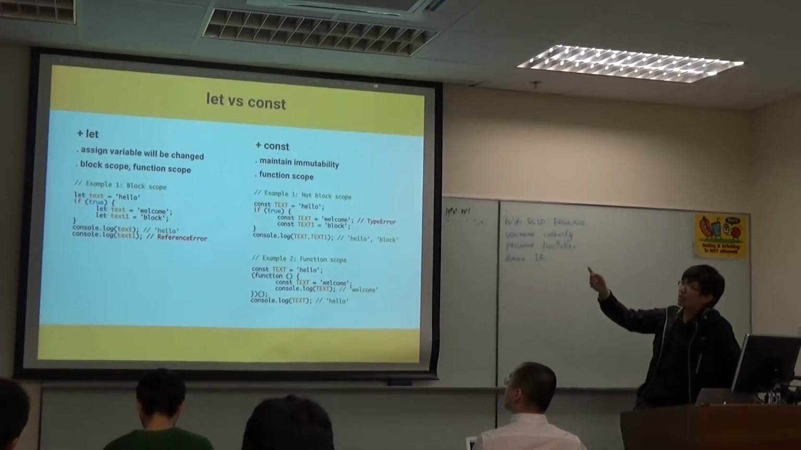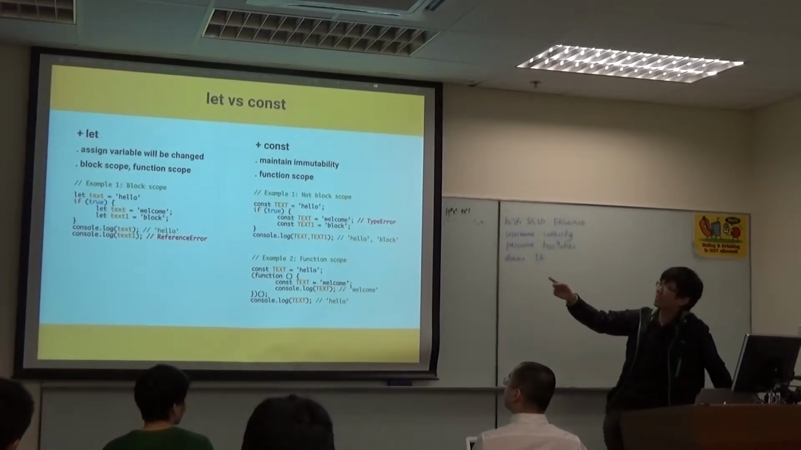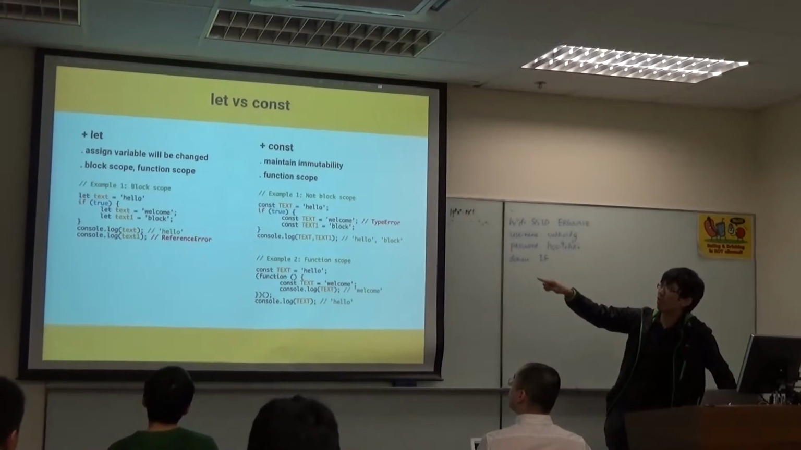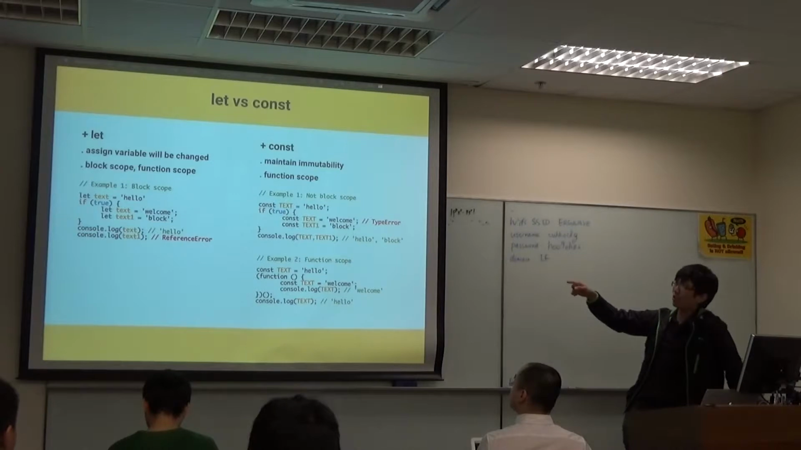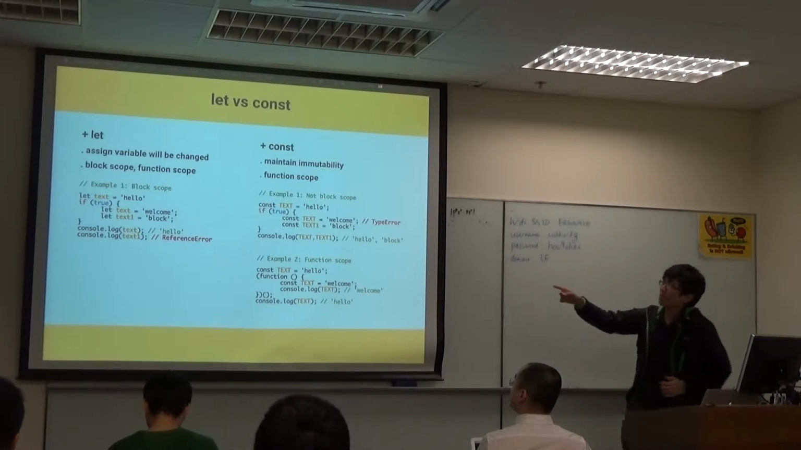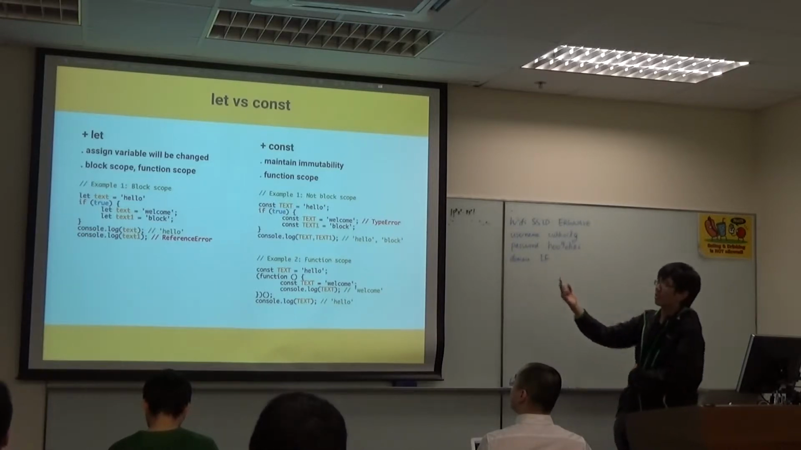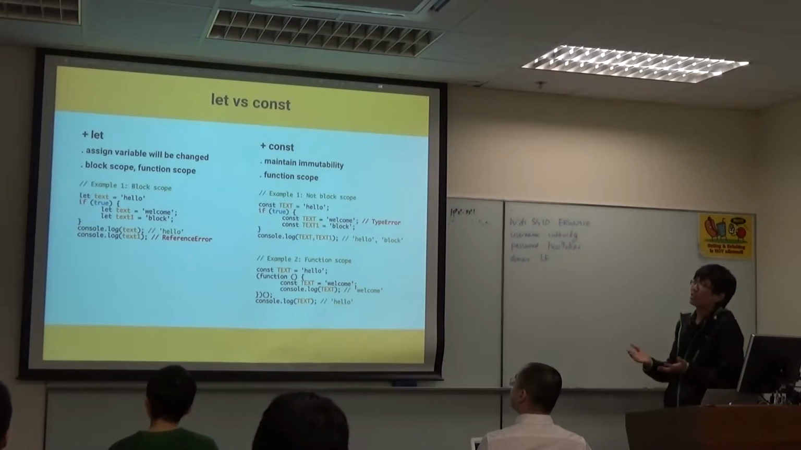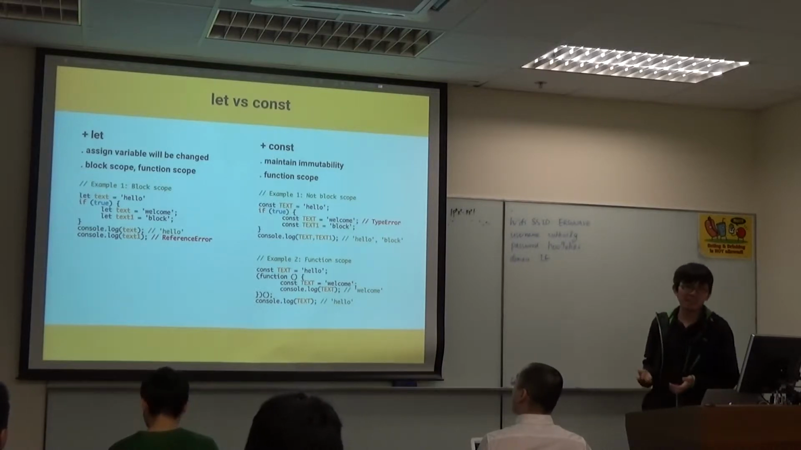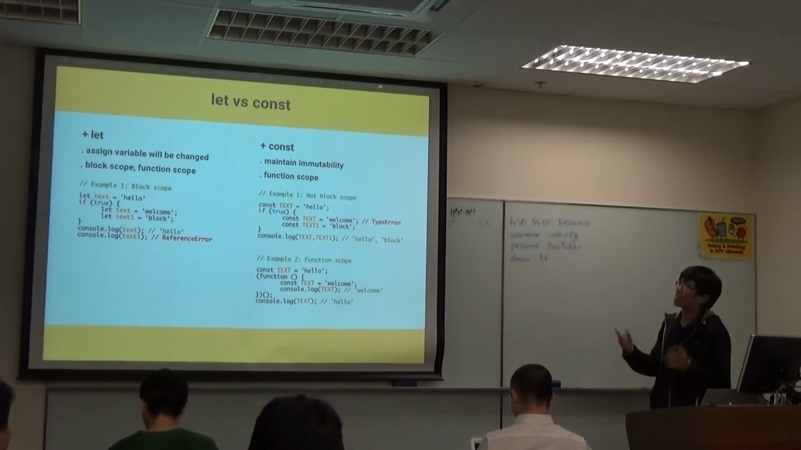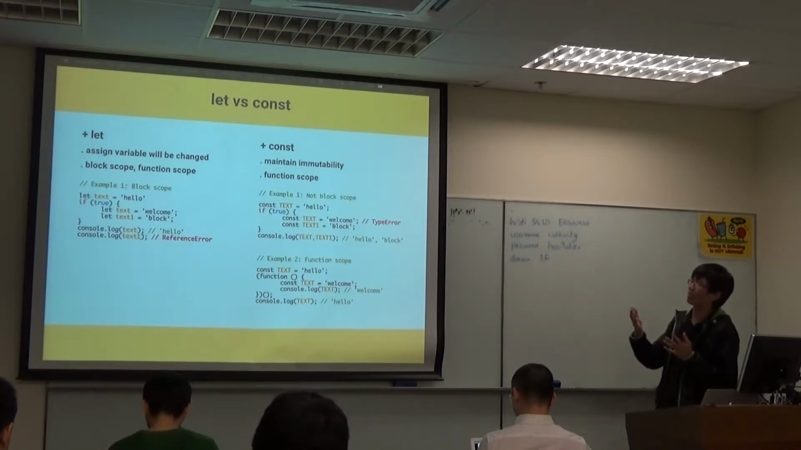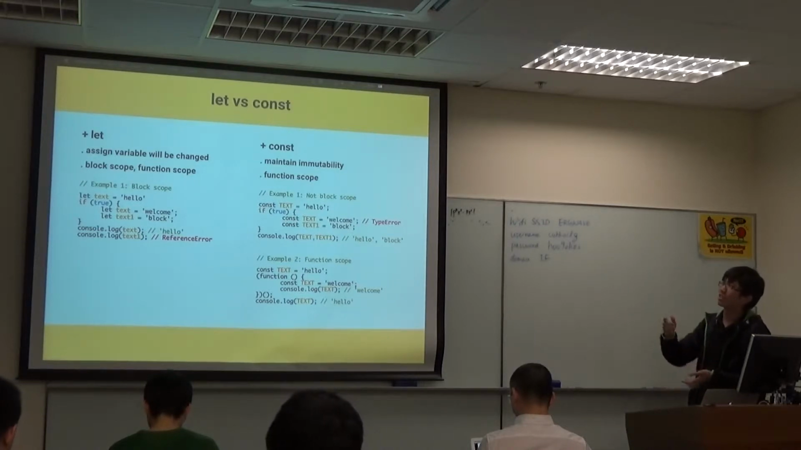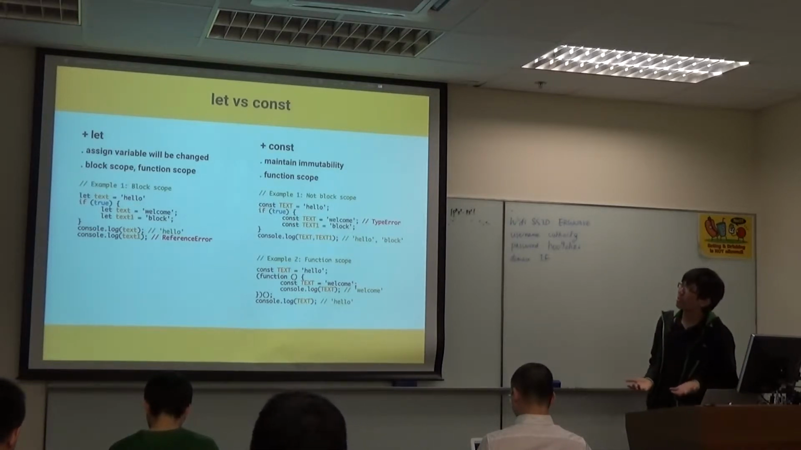But the variable text1 we define within the if block, when we try to output it, you get a reference error. That means if you use let to declare a variable in ES6, it does have block scope.